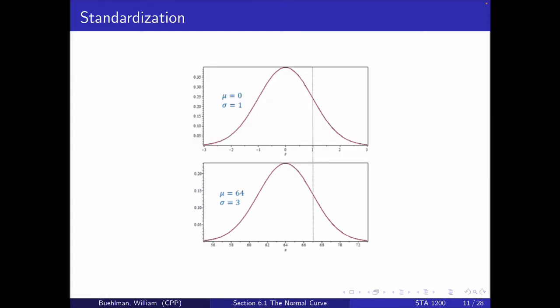So as we look at these two graphs, the top one is the standard normal curve, which has mean 0 and a standard deviation of 1. And this bottom one is our curve for the heights, which has a mean of 64 and a standard deviation of 3. And you can see how the points by this dashed line line up. So we have taken this curve that had a mean of 64 and a standard deviation of 3 and standardized it to the standard normal curve, which has mean 0 and standard deviation 1.